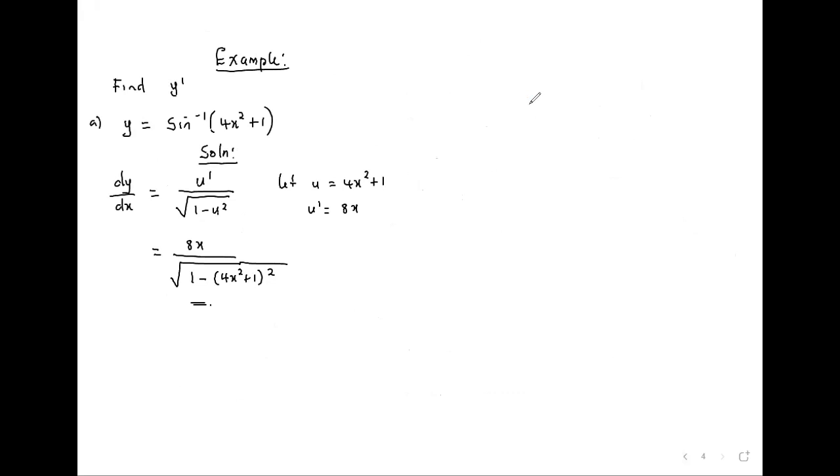Then B, y is equal to arc cos of say 7x plus 3x squared. Again here, when you're dealing with cos inverse, you say, okay, here my dy dx is going to be negative u prime over the square root of 1 minus u squared.